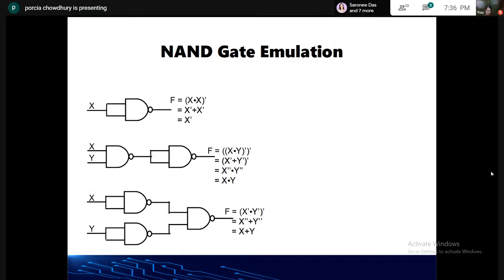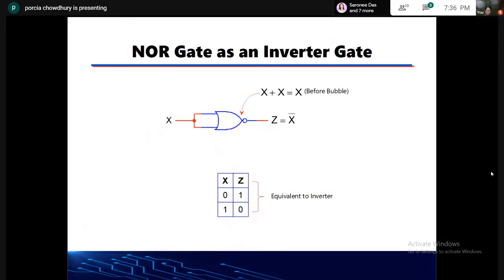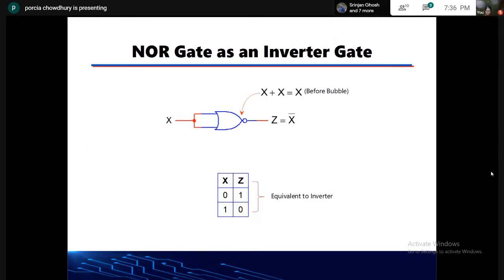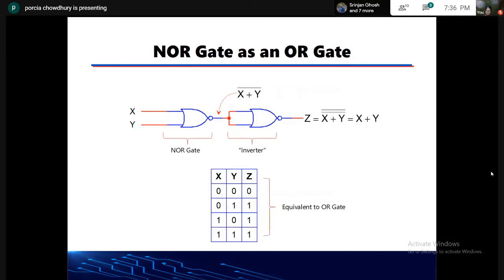Absolutely correct. So first, the NOR gate as an inverter, same diagram, we have just replaced the NAND gate with a NOR gate. Fine. This is the NOR gate as an OR gate.